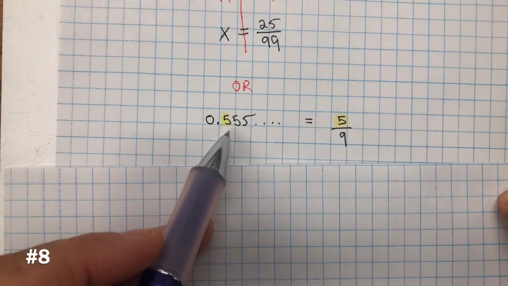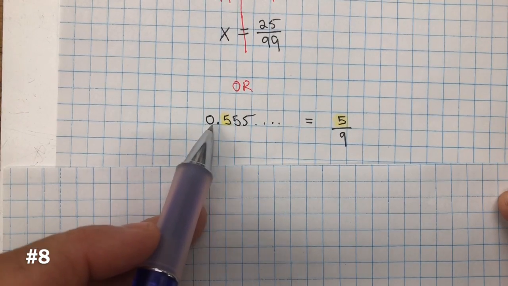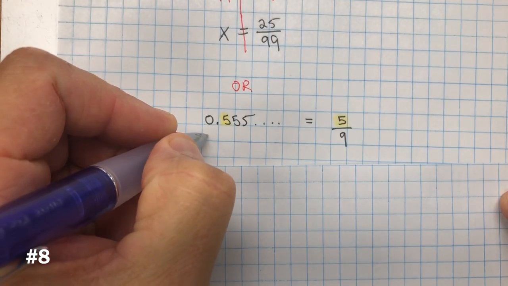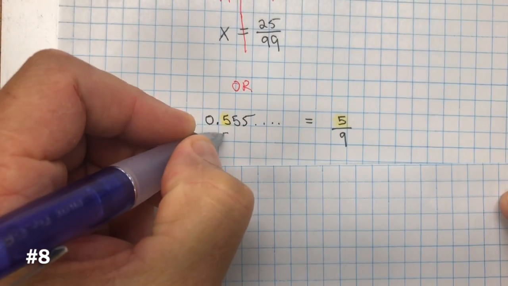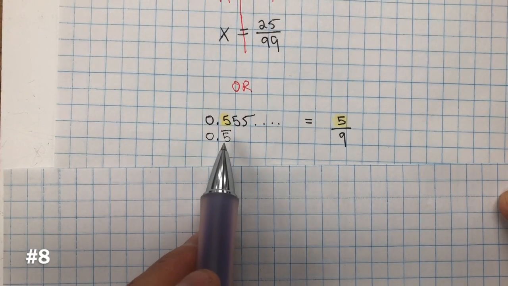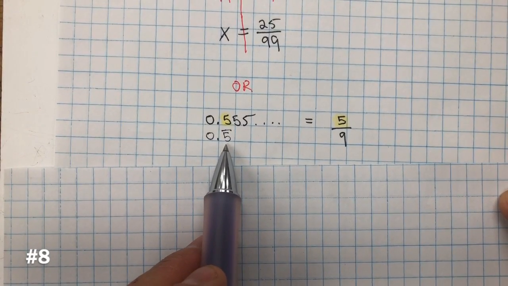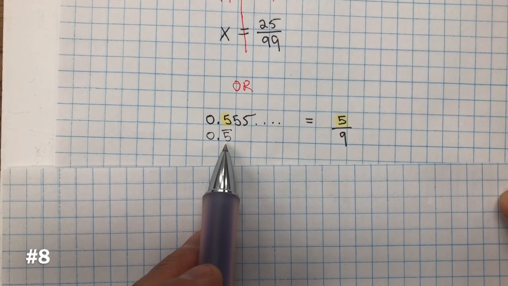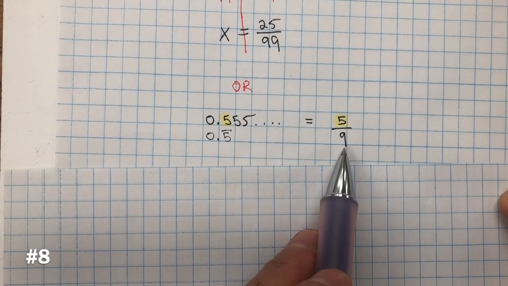Here we have 5 repeating, or 5 tenths repeating, and that would look like this, 5 tenths repeating. So I have one place value that is repeating. So it's 5 over 9. So if I have one place value repeating, there's 1 9.